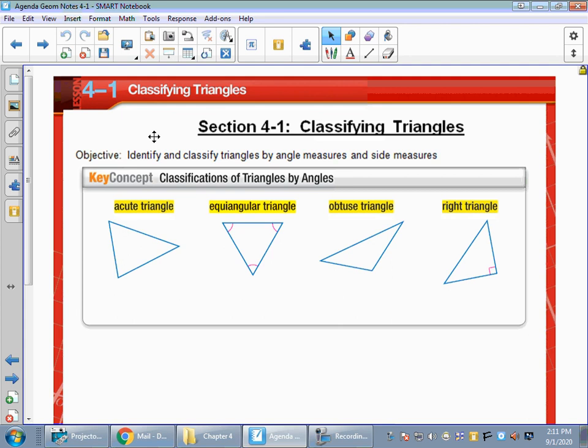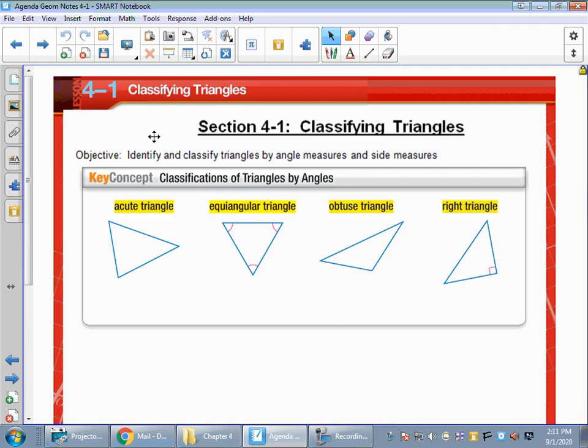So a couple different ways in which we can classify triangles, and that's really the objective here today, is to identify and classify triangles by the angle measures and by side measures. So two different ways to classify them, one by angles, one by sides. This first one here is about classifying them by angles.